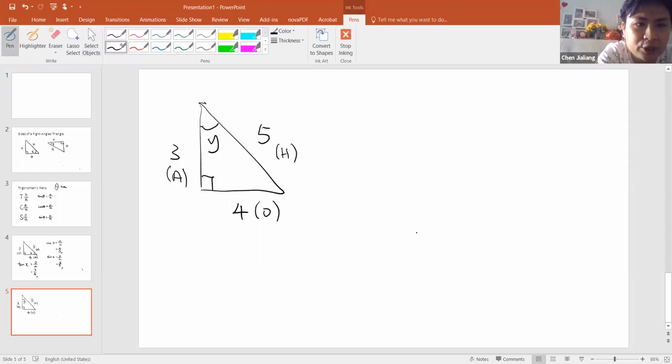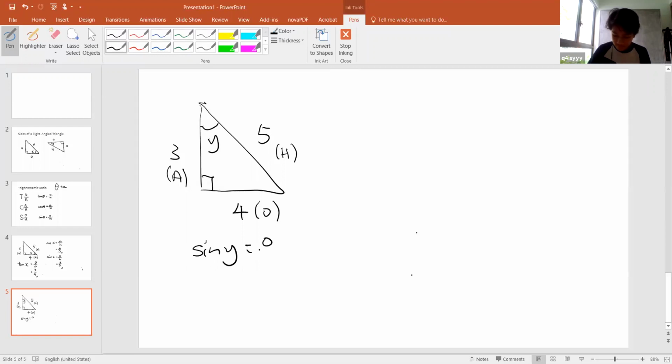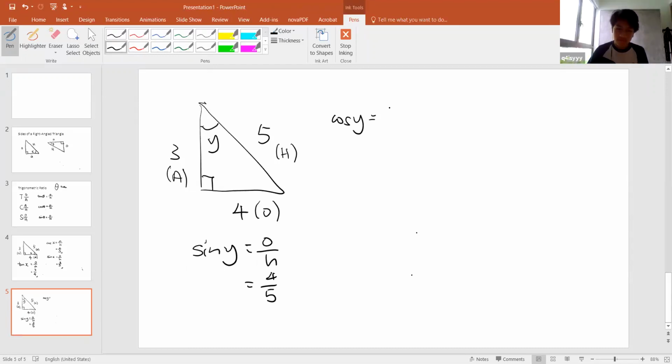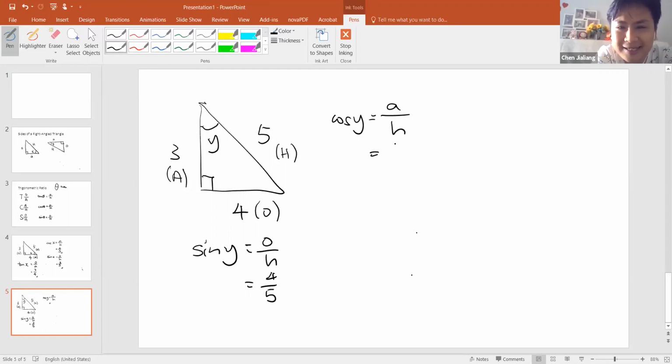So now we do the same thing. We want to find the trigo ratio. What is sine y? What do you think is the value of sine y? 4/5. Good. O over H, and then you get 4/5. Cosine y, what's the value of cosine y? 3/5. Good. Charlotte, you understand? Because you are not responding, I don't know whether you understand.